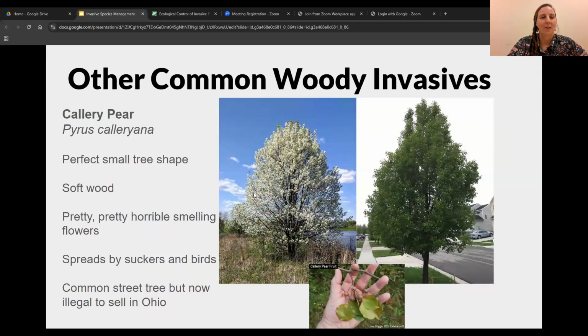Let's talk one more time about Callery pear. Oh, I was going to bring it. I took a video the other day.